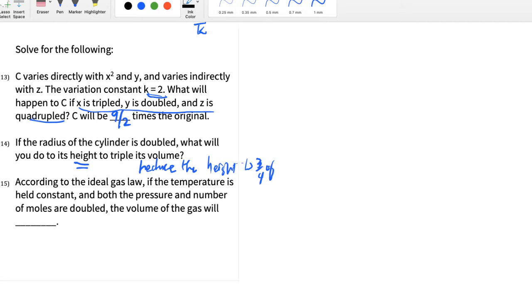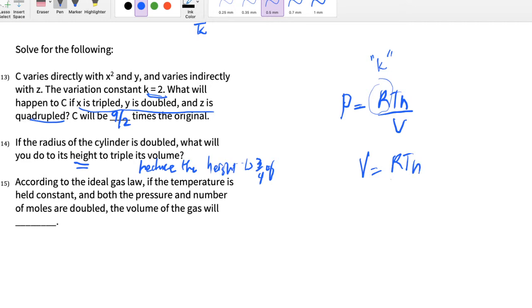Okay, number 15. According to the ideal gas law, if the temperature is held constant and both pressure and number of moles are doubled, the volume of gas will... Okay, so ano ulit yung ideal gas law? We have P is equal to R Tn over V. This is the gas constant, so yan yung K natin actually. Okay, temperature, number of moles, and volume. Ano daw mangyayari sa volume ng gas? Okay, so volume would be equal to R Tn over P, di ba?